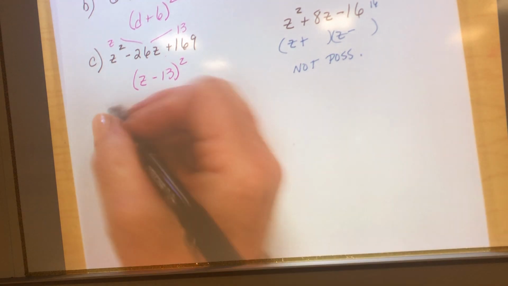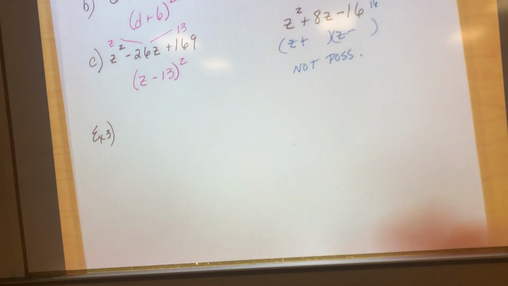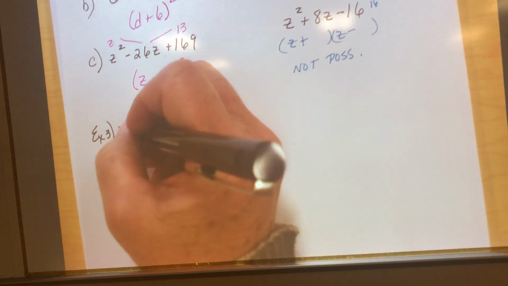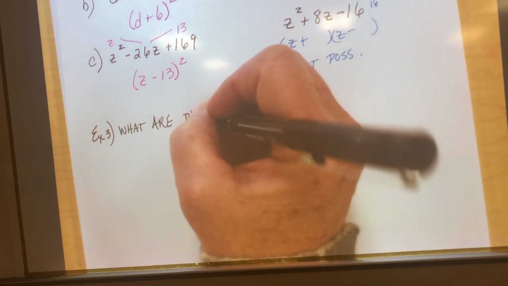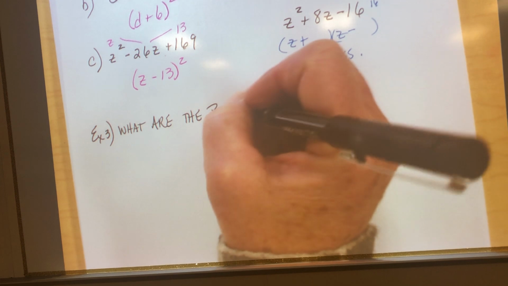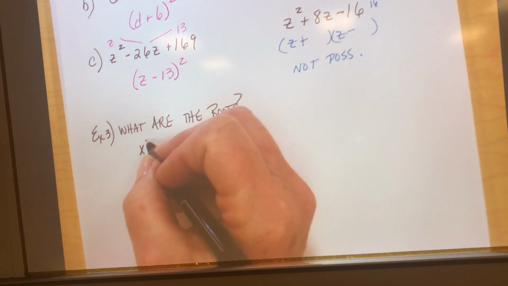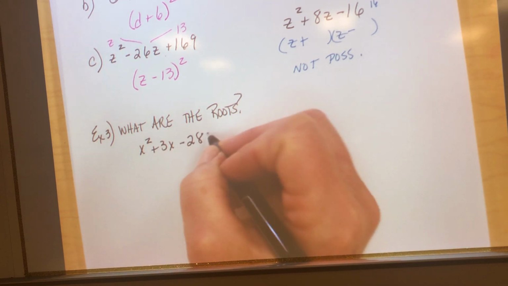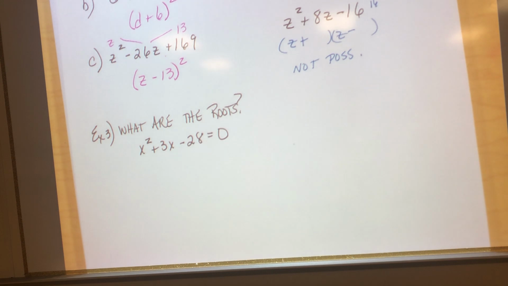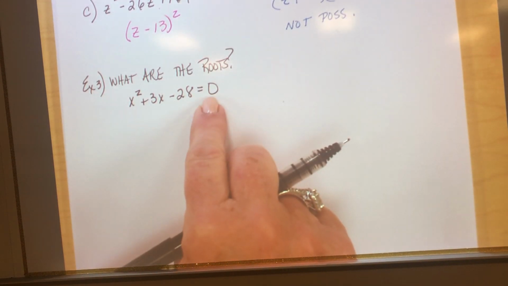Example 3. I got 3 more problems, 2 pretty quick ones and 1 a reading problem. Here's what it says. What are the roots of this equation? x squared plus 3x minus 28 equals 0.